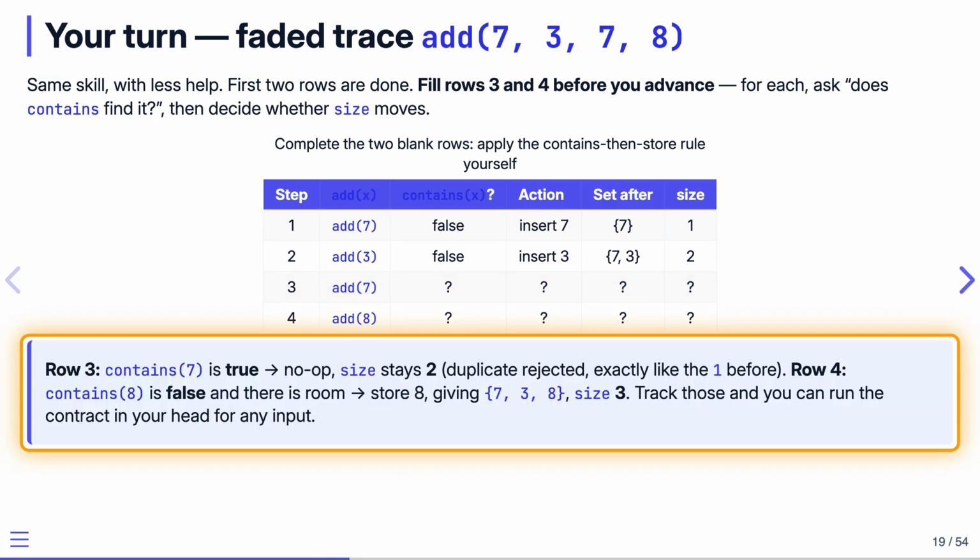Let us check your answers. In row 3 contains 7 is true. 7 is already there. So add does nothing and the size stays 2. In row 4 contains 8 is false and there is room. So we store 8. The set becomes 7, 3, and 8 and the size is 3.